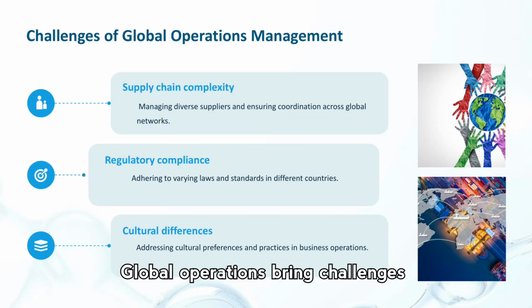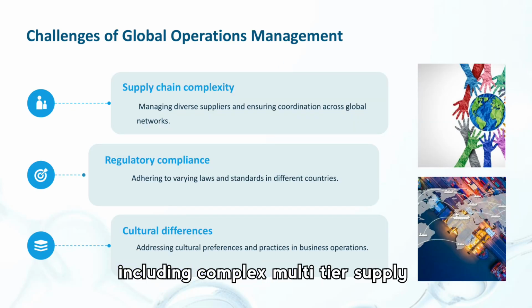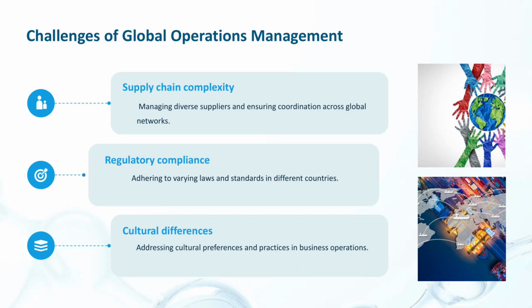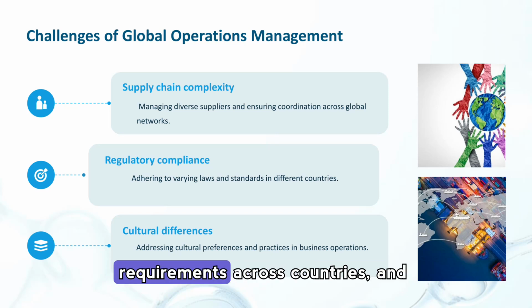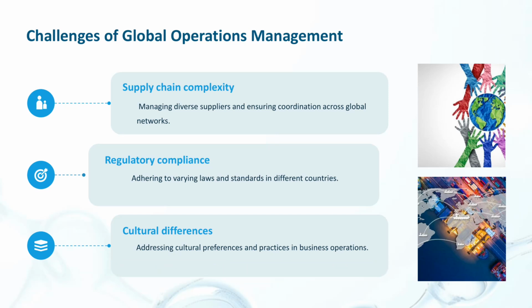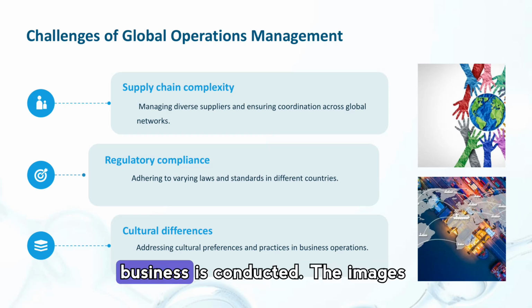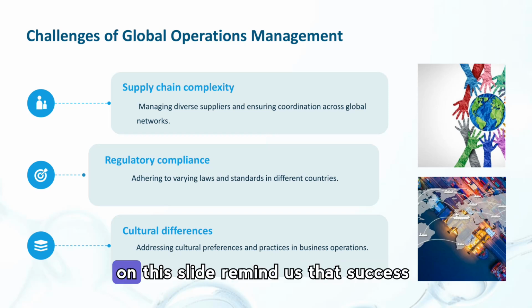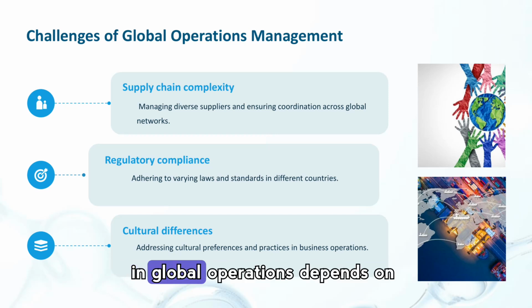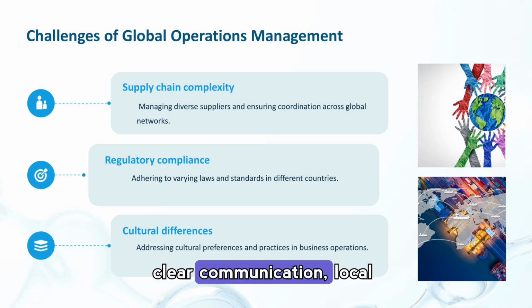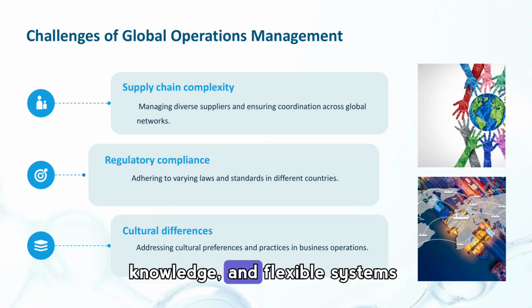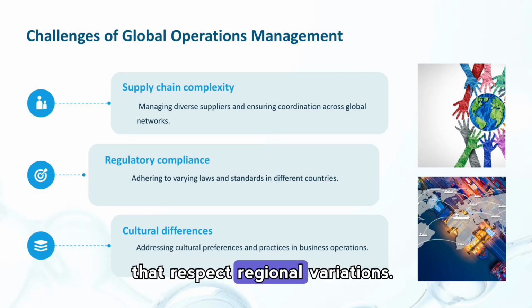Global operations bring challenges, including complex multi-tier supply chains that require tight coordination, differing regulatory requirements across countries, and cultural differences that affect how business is conducted. The images on this slide remind us that success in global operations depends on clear communication, local knowledge, and flexible systems that respect regional variations.